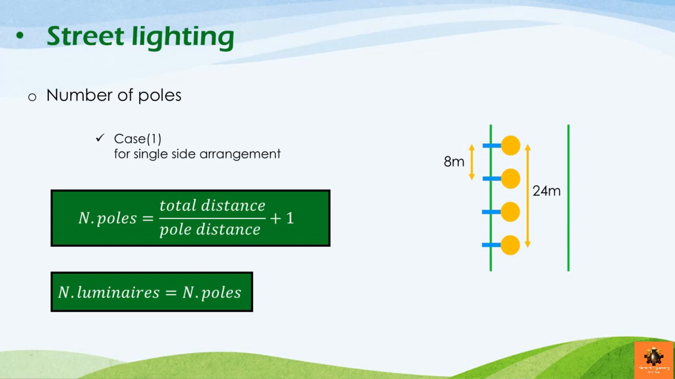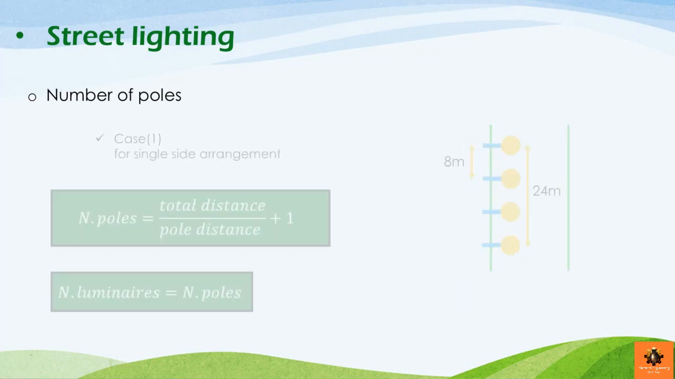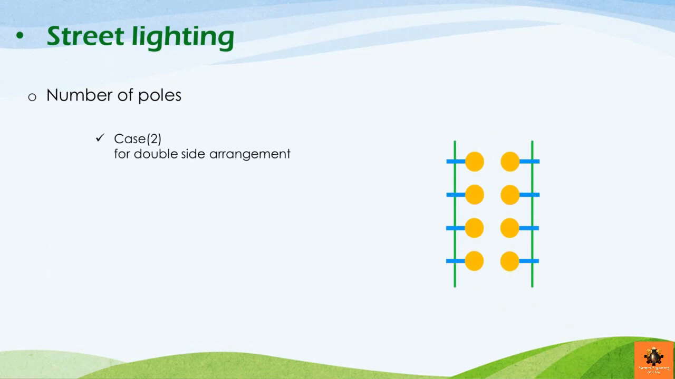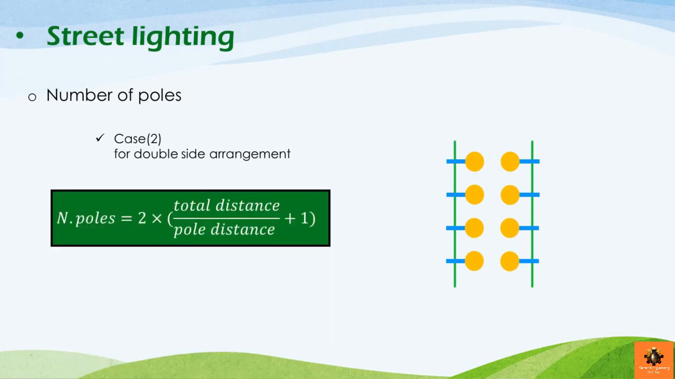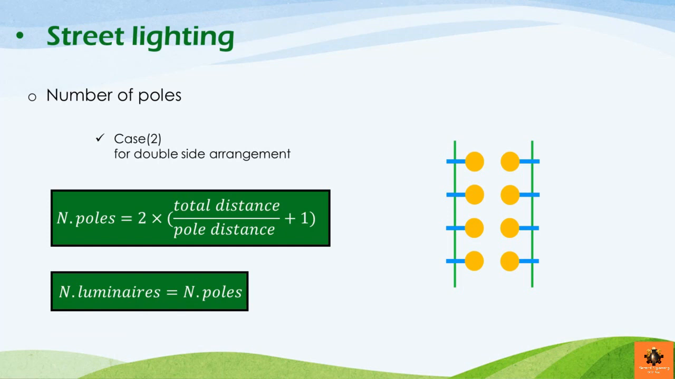So once we know the total number of poles, we can know the total number of luminaires. Alright. Now suppose we are working on the double side arrangement. In that case, the total number of poles will equal the same total number of poles in the single side arrangement, but at that time we multiply it by 2. So it's equal the total distance over the pole distance plus 1, and all of this term is multiplied by 2. And the multiplication of 2 is to get the total number of poles in the two sides. And also for the number of luminaires, it's equal the same number of poles as each pole has only one luminaire hanging on it. Alright.